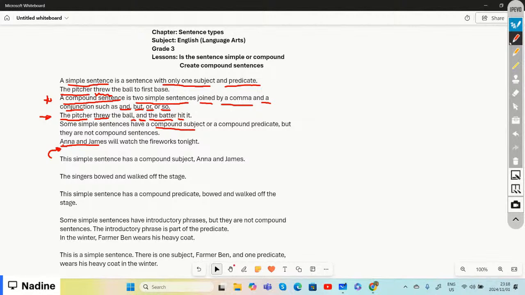All right. If we look at another example, it says: the singers bowed and walked off the stage. In this sentence, the singers is the subject. Then we have bowed and walked off the stage. These are both predicates, and we call that a compound predicate. This is a simple sentence, but it has one subject and two predicates.